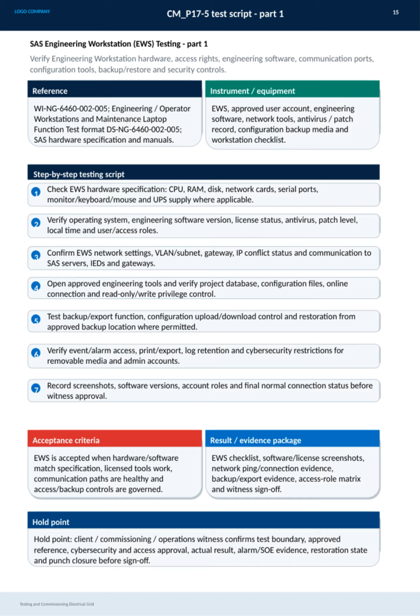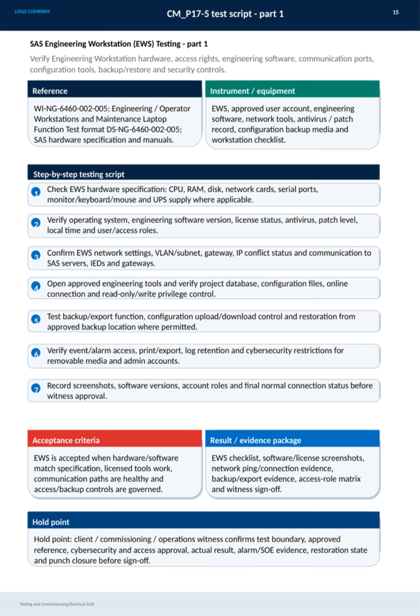We also validate the engineering tools, checking the project database and configuration files, ensuring the online connection and proper access privileges are in place. Backup functions are tested next, including export, restoration, and upload controls from approved locations. Cybersecurity measures are verified by reviewing event access, log retention, and controls on removable media and admin rights. Throughout this process, we document everything: screenshots, software versions, account roles, and connection statuses before seeking witness approval.